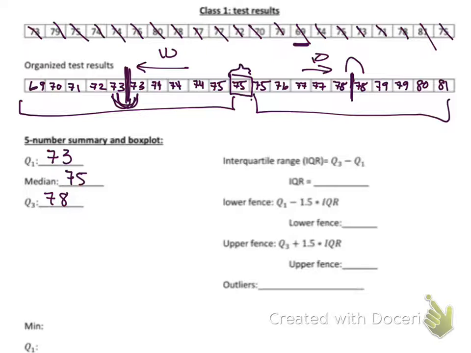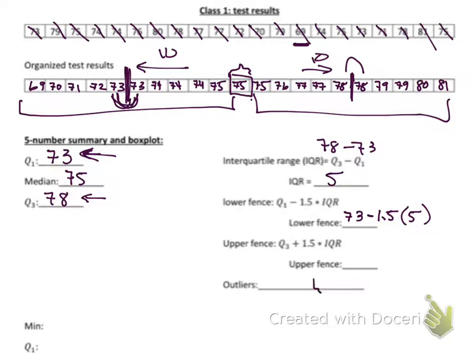So let's find our interquartile range. It's Q3, which is 78, minus Q1, which is 73. So 78 minus 73. Our interquartile range is 5. Our lower fence will be Q1, which is 73, minus 1.5 times our interquartile range, which we just found is 5. I'm going to grab my calculator. And this gives me 65.5.